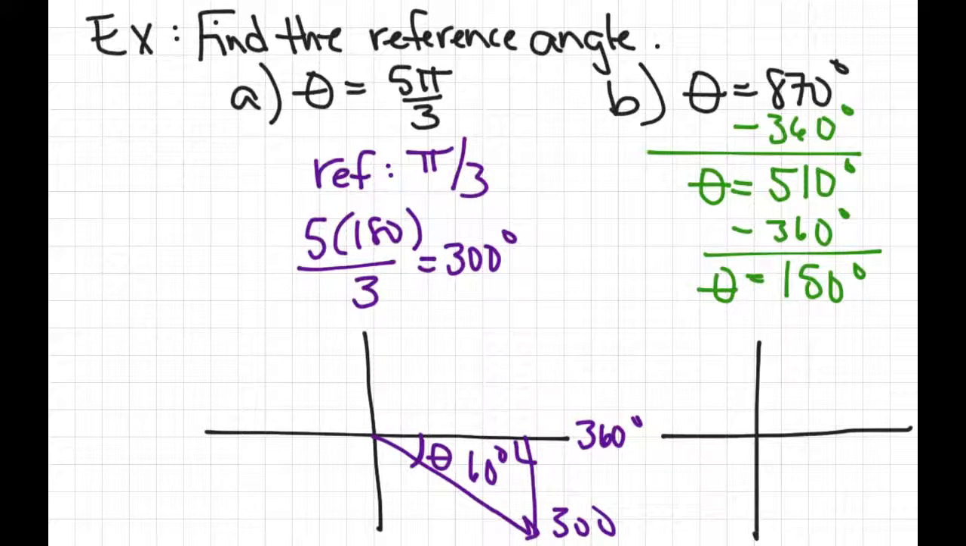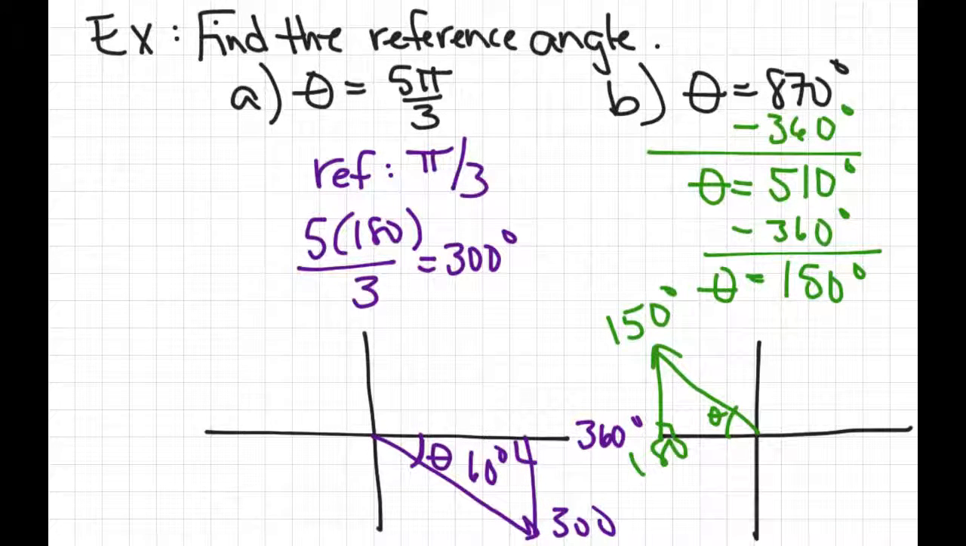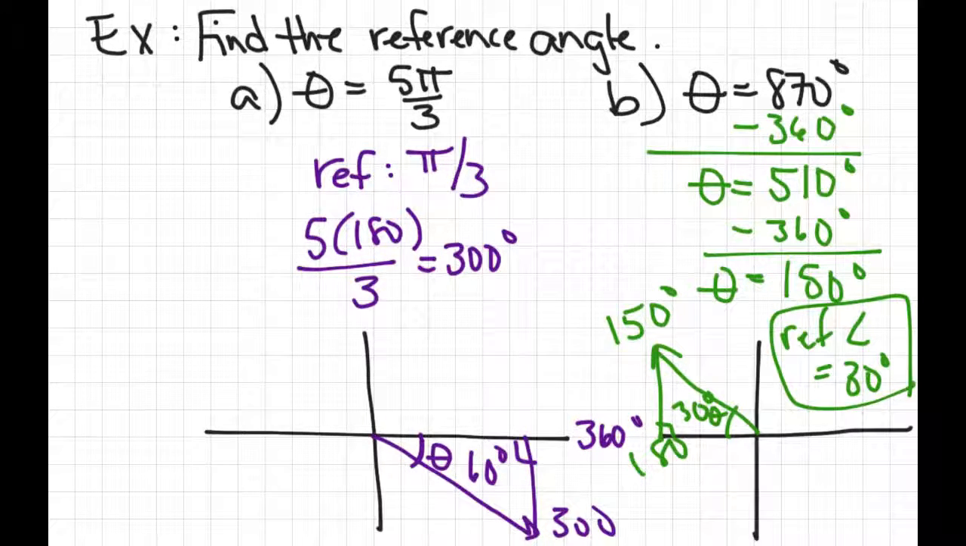So where's 150? It's over here in the second quadrant. Let's make that look nicer. There we go. So here's my triangle, here's my reference angle, theta. Well, if I'm at 150 and the x-axis is 180, the reference angle must be 30. Remember, in radians, that's pi over 6.